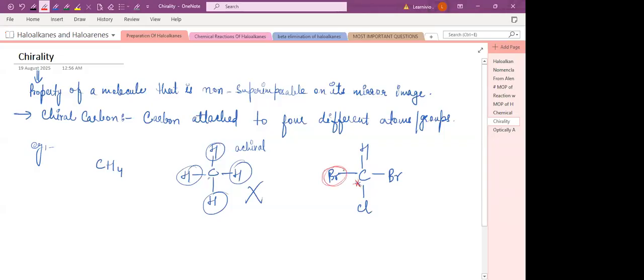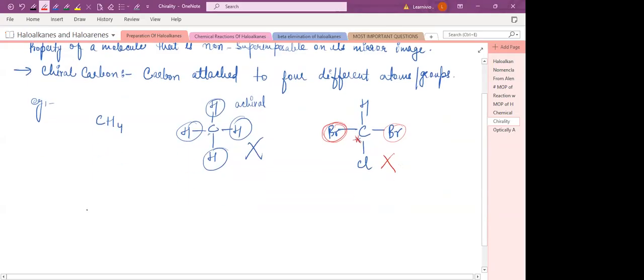Children, you are watching with your eyes closed. See, this is a bromine group, and again this is a bromine group. Two bromine groups are attached to this carbon. So this is not a chiral carbon. All four groups should be different. Then only this carbon is known as chiral carbon, right? So again, this is not a chiral carbon.